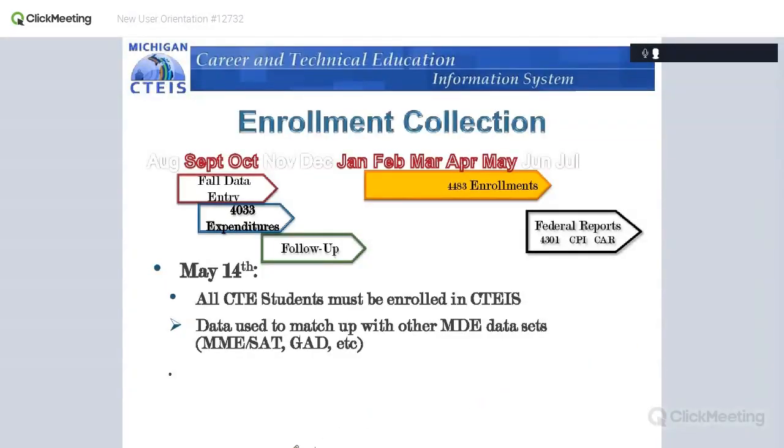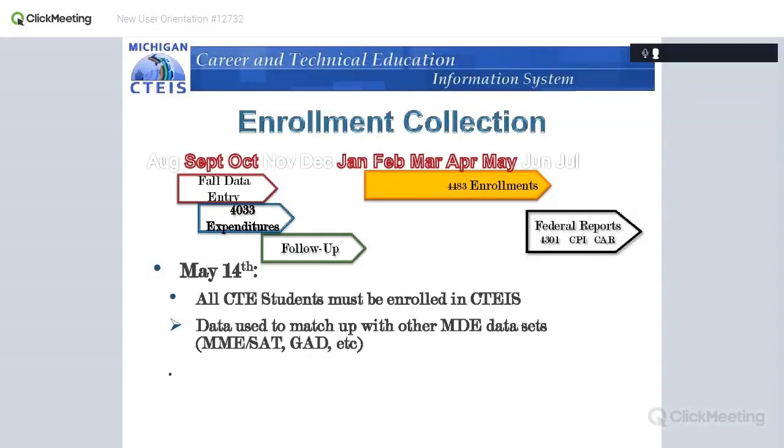Then, starting at the beginning of the year, although you can say enrollments are ongoing all year long, you could be working on your enrollments. You could get all your courses in now and then just update your enrollments later on. So it's an ongoing process. But there is a sub-deadline on May 14th, and by May 14th you will need to have all of your CTE students entered into the CTIS application.